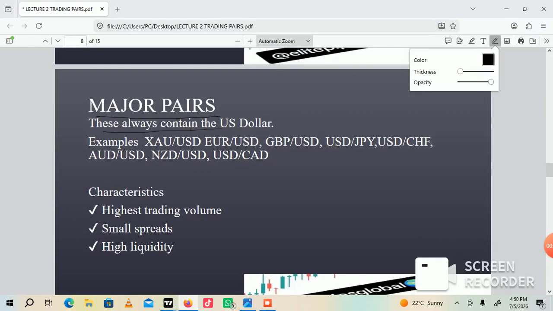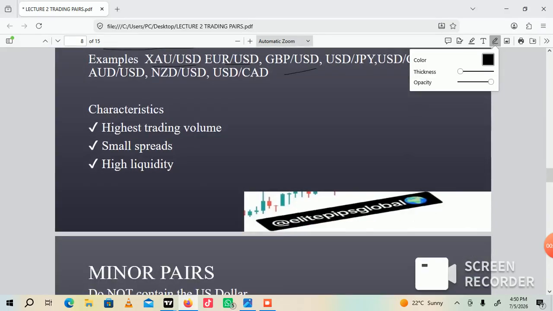Major pairs always contain US dollars. So when you are looking at your charts, let's say MT5 or TradingView, and you find some pairs containing USD, this means that pair is a major pair. Examples of major pairs: we have XAU USD, which is gold, Euro USD, GBP USD, and many more. Now let's come to the characteristics of these major pairs.